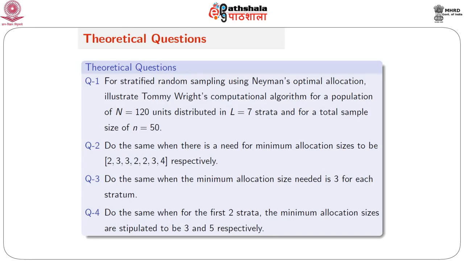So earlier in question number 2 and question number 3, it stipulated the minimum allocation size for every stratum. This one says, imagine only in the first stratum, the stipulated sample size is 3, and in the second stratum, the stipulated sample size is 5. So this is the minimum. So the minimum allocation sizes are 3 and 5. How do you go about it?